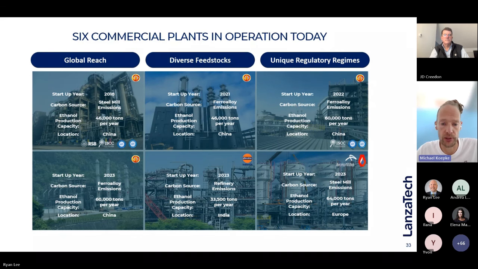They have between 33,000 and 64,000 tons of ethanol production capacity per year. After the first plant in China, we now have 4 plants with the same group on both steel and ferroalloy gases. The one in Europe that I just showed you is also a steel plant. And in India, we just started last year a plant that uses refinery off gases, which are very rich in hydrogen and CO2, sorry.